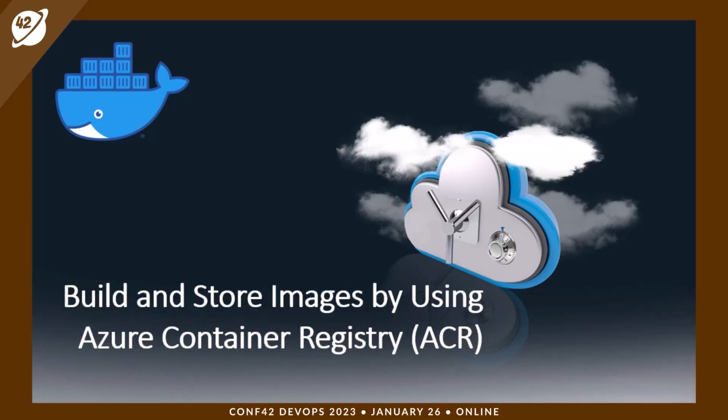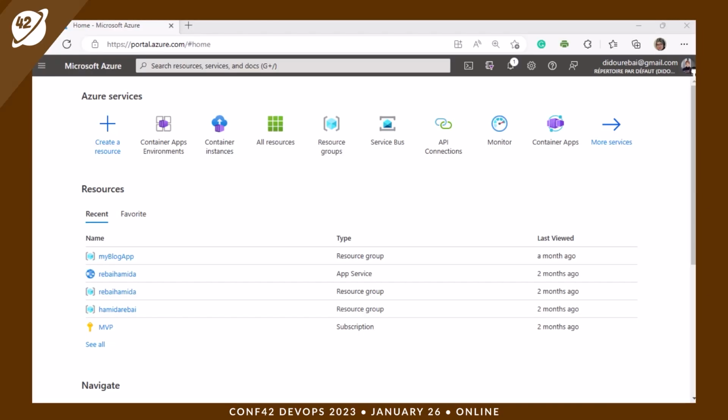Now to build and store our Docker images, we will use Azure Container Registry. So we'll open Azure Portal and we will create Azure Container Registry. After, we will deploy using Visual Studio 2022. Now we will create our Azure Container Registry using Azure Portal.